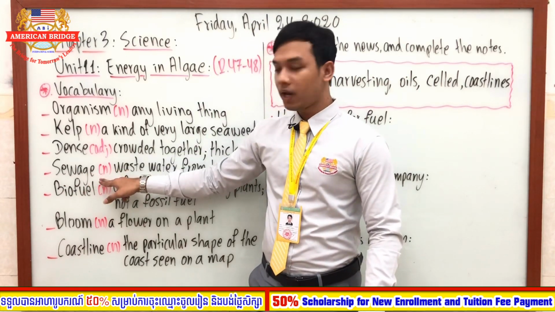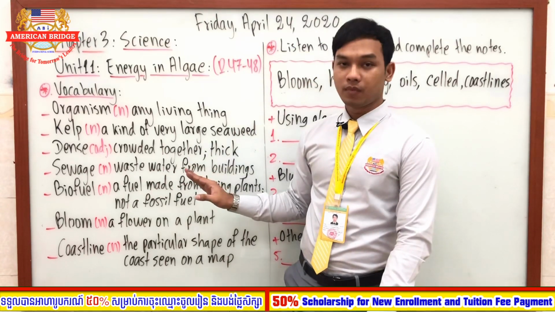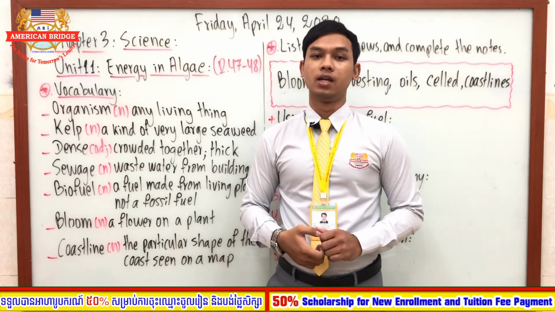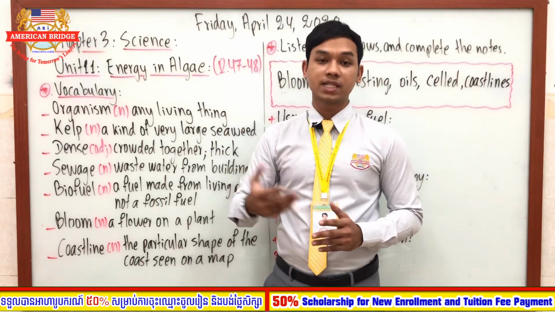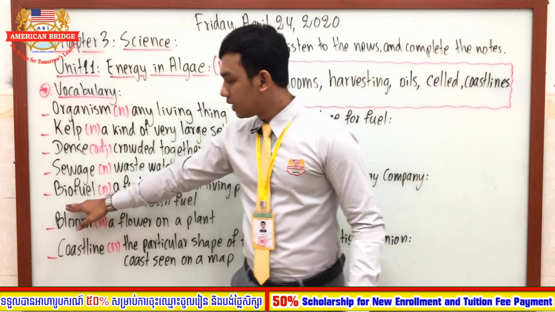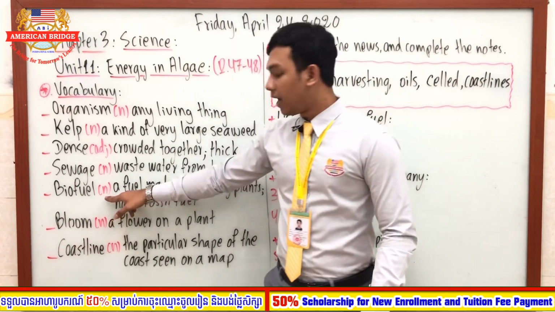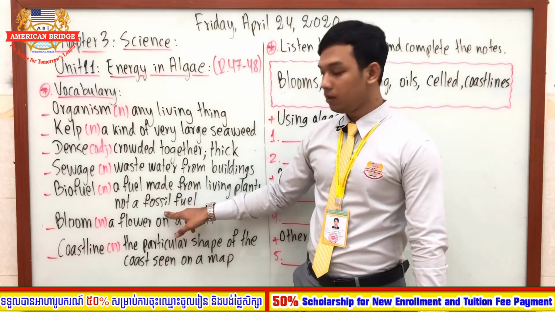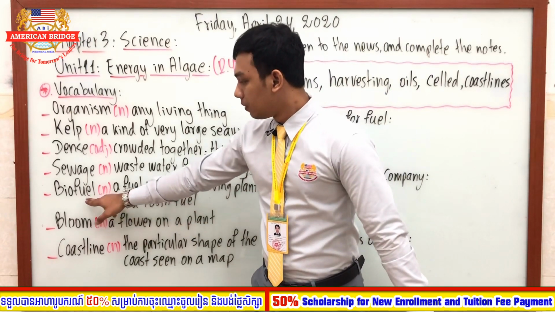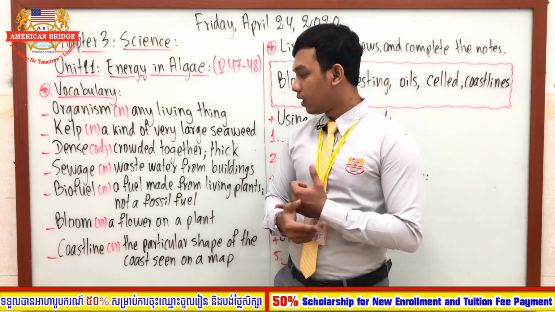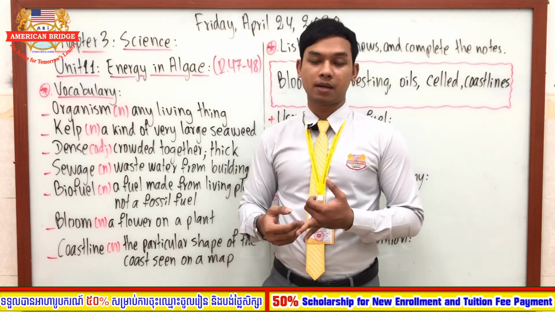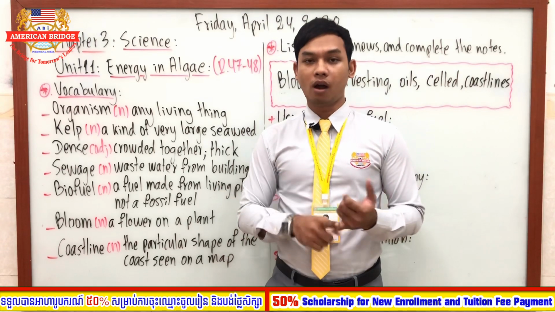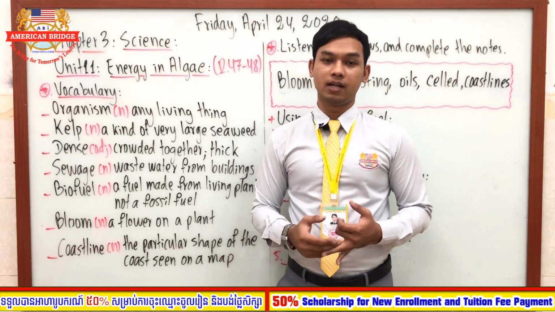sewage. Sewage functions as a noun, and we say wastewater from buildings. Right, so you can see nowadays there are a lot of buildings that produce a lot of wastewater. So sewage is the way that the wastewater comes from. Next one is the word biofuel. Biofuel functions as a noun, and we say a fuel made from living plants, not a fossil fuel. Okay, so biofuel is something made from, for example, flowers or some plants, but not fossil fuel. Fossil fuel refers to the fuel made from rock, or something that you can find in the mountain or under the ground, right?